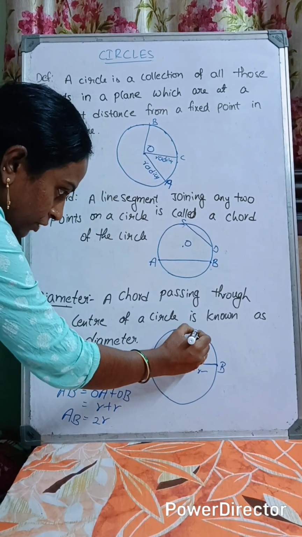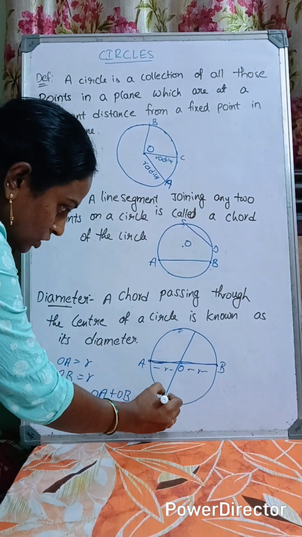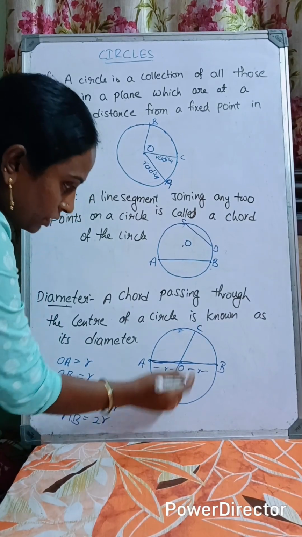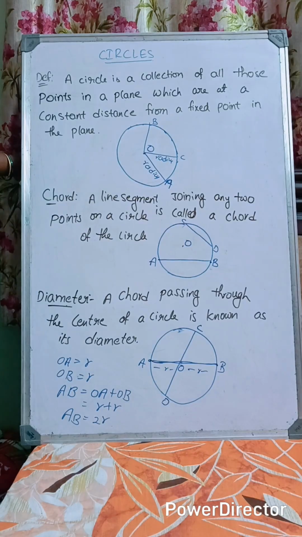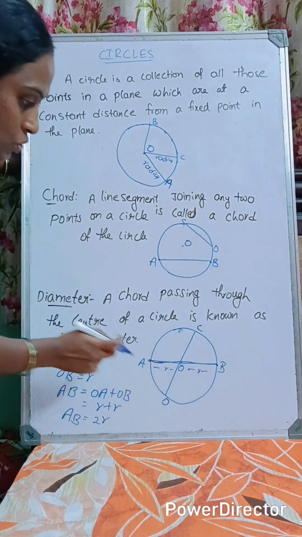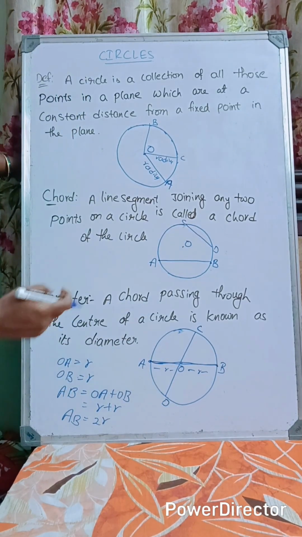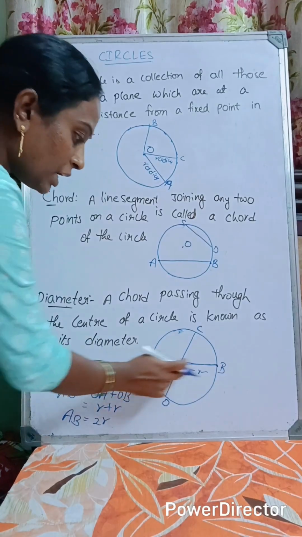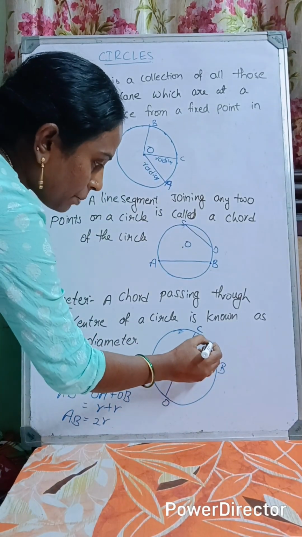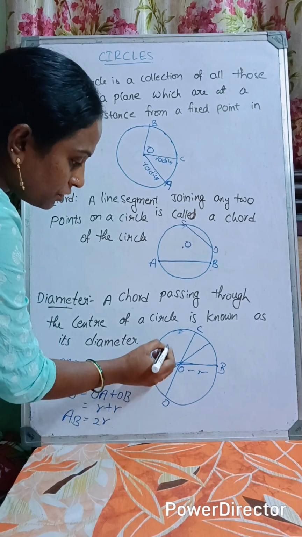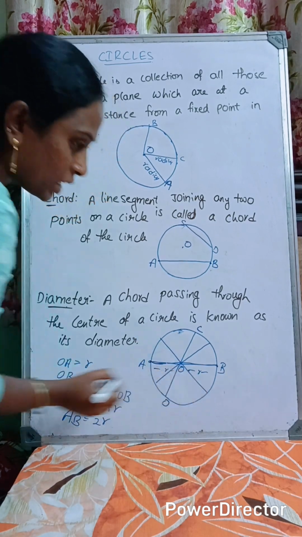Now if I join from here C to D, even CD is what? A chord of the circle, but it is passing through the center of the circle, which is O. So we can call CD the diameter of the circle, and even AB the diameter of the circle. So by this, how many diameters can we draw? Infinite diameters we can draw here.